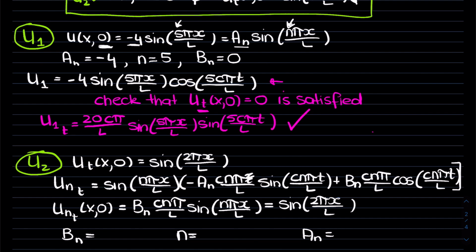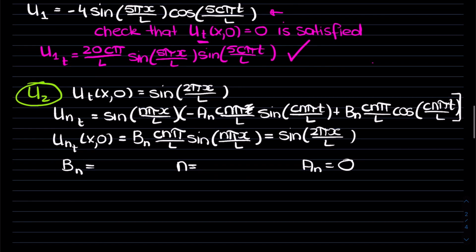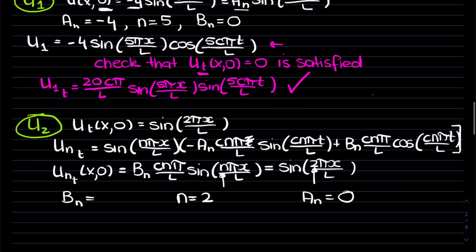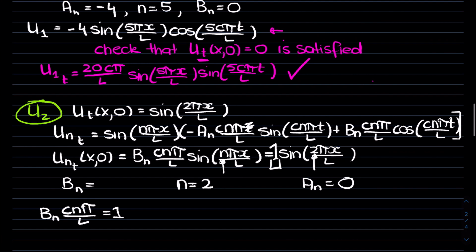You'll see here we don't even have an a_n, so we can let a_n equal 0. Our n here should equal 2 because we're matching that n, equating the left-hand side with the right-hand side. And for b_n, equating coefficients, we need b_n c n pi over L to equal 1 because that's a 1 in here, right? So solving for b_n, it just means that b_n equals L over 2c pi.